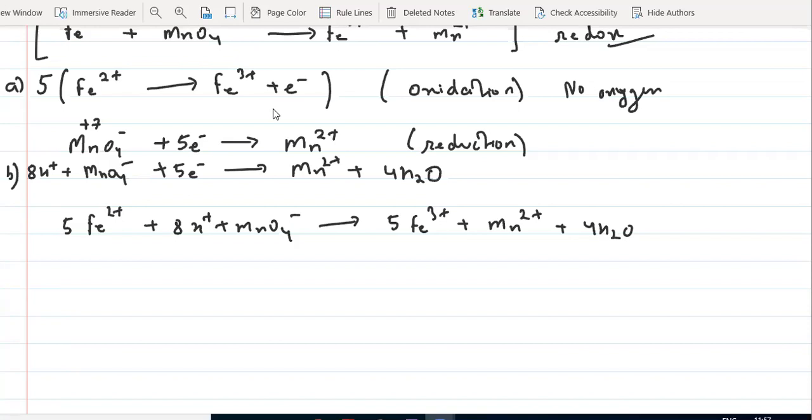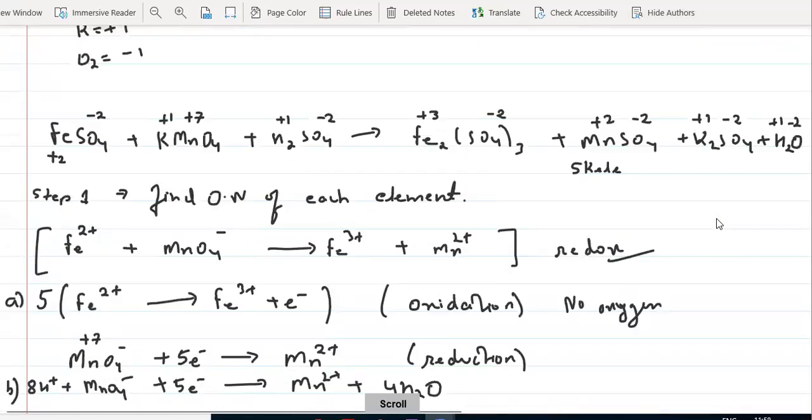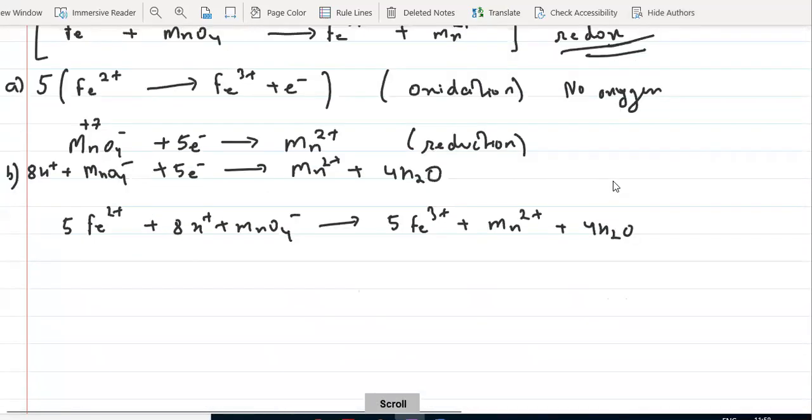Got it? Okay, very good. So this is your balanced redox reaction. I've given you enough time. Now, if you see the reaction here, I balanced this redox reaction and I had removed all the spectator ions. So what should we do now? We should add all the spectator ions back as they are. Yes, everyone, so let's add all the spectator ions.